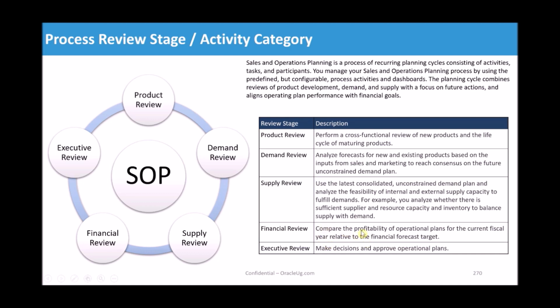Then financial review compares the profitability of operational plans for the current fiscal year relative to the financial forecast target. So the financial forecast you might be doing in a different system. You might be using Oracle Hyperion, or you might be using some other system for your financial forecast. However, before you start your demand supply planning, you might want some kind of correlation between your financial projection in the Hyperion system and your actual central operation planning and the demand and supply planning in your Oracle Cloud applications. So that is done by the finance team. Then the executive review: once all the departments have done their activities, the senior management needs to approve the SOP so that it can be used for the demand and supply plan.